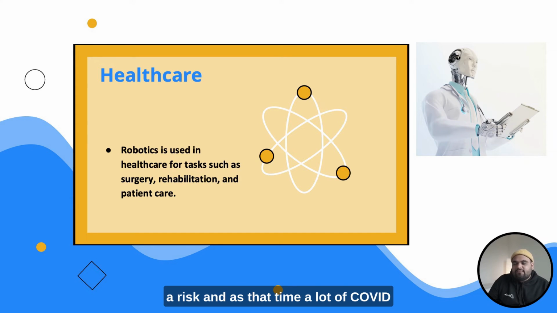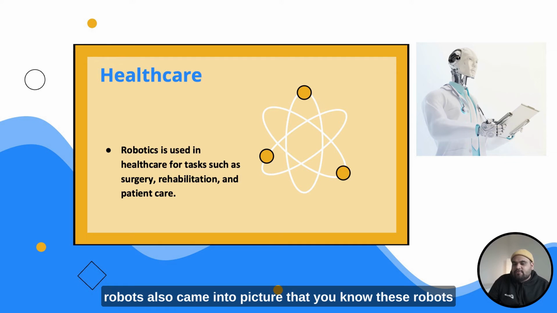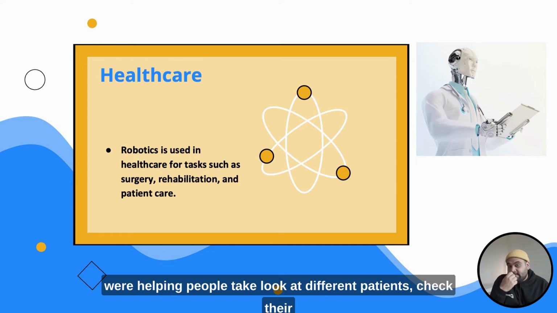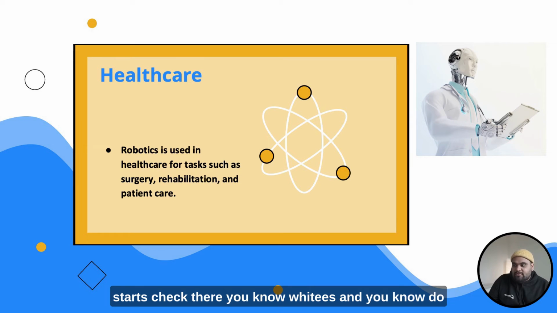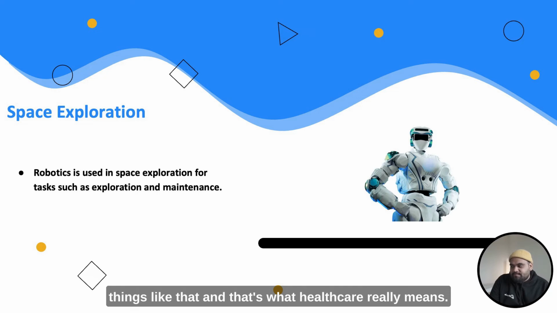And at that time, a lot of COVID robots also came into the picture. These robots were helping people look at different patients, check their stats, check their vitals, and do things like that. And that's what healthcare really means.